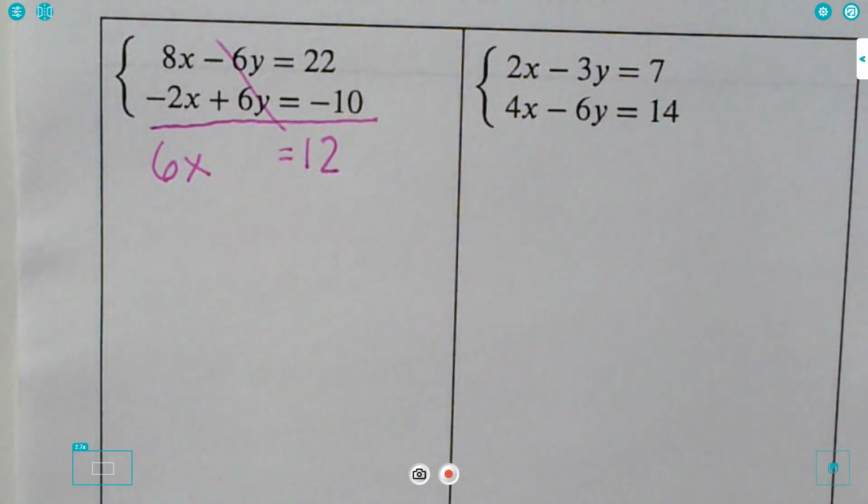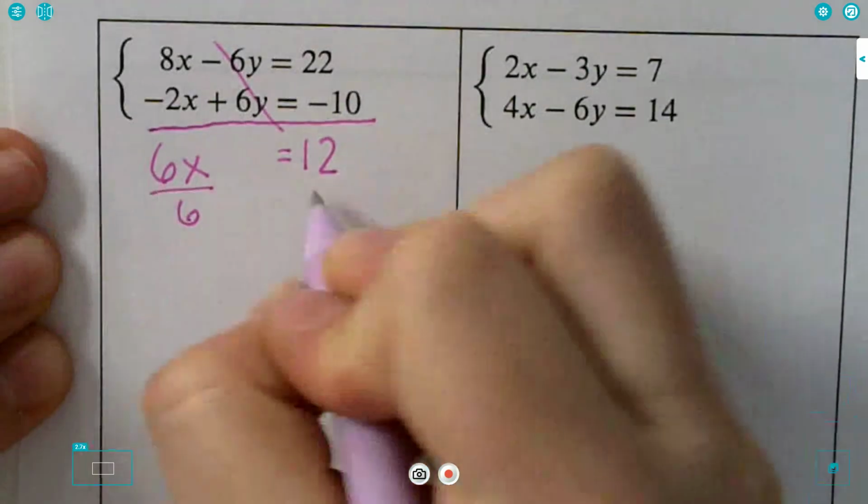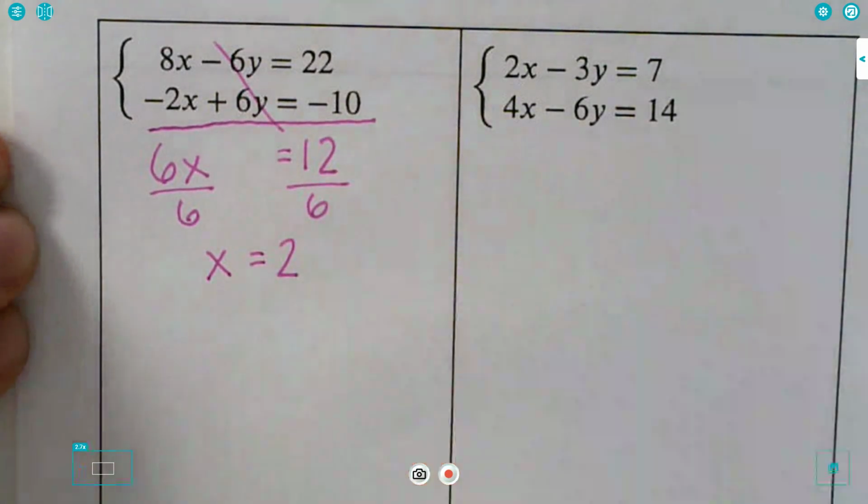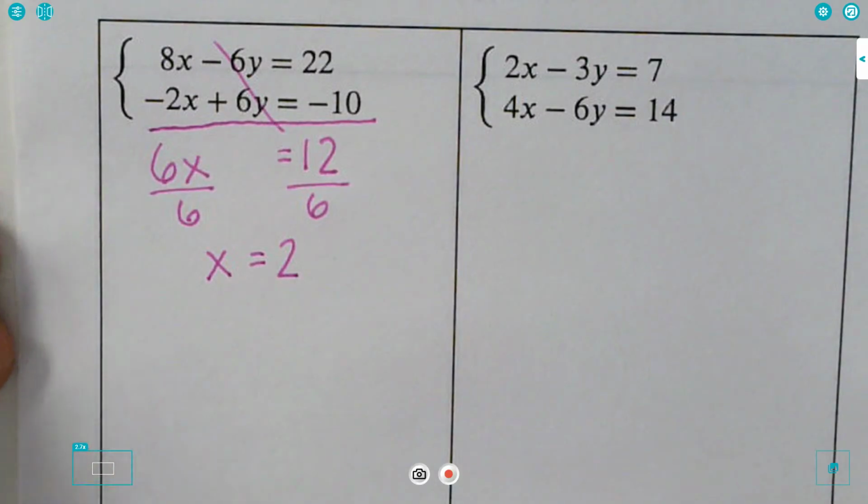Because now what can we solve for? X. So we just divide both sides by 6. And we get x equals 12 divided by 6 is 2. Okay. Any questions about what just happened? The beginning of that is easier than the beginning of substitution for most people.